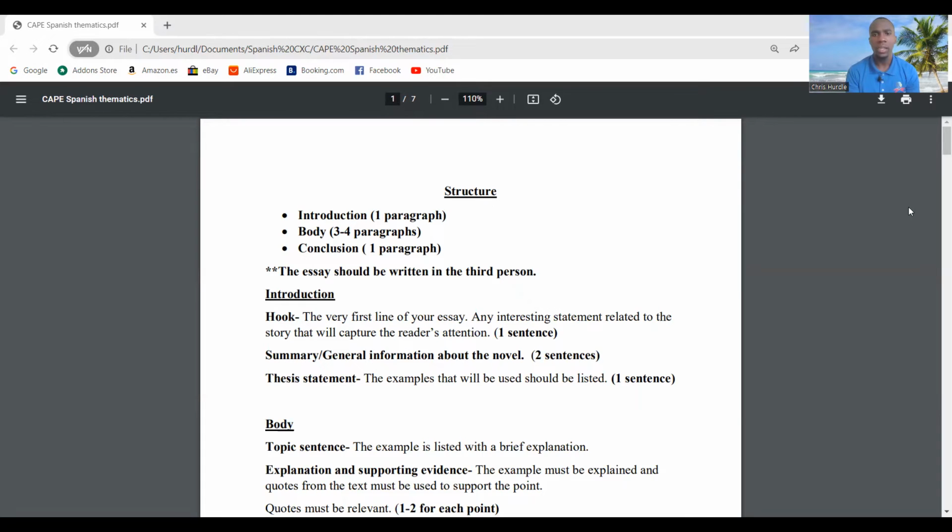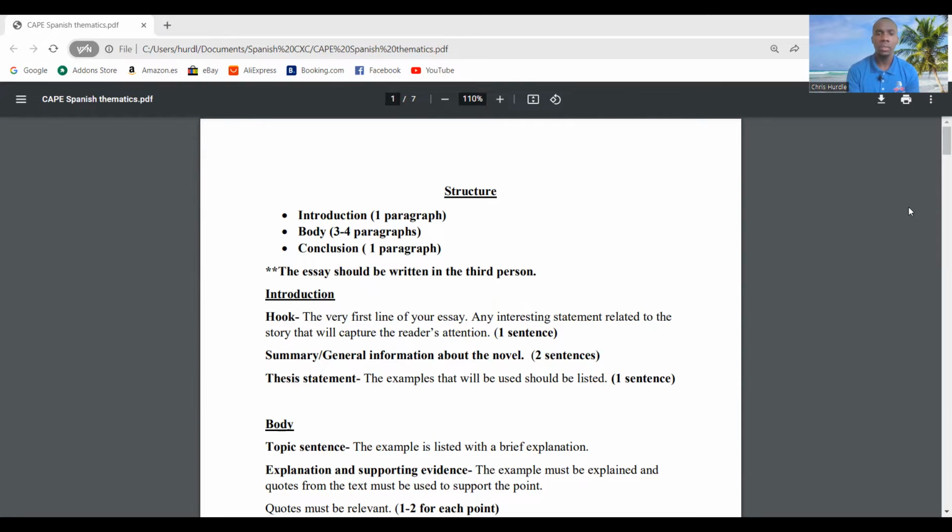So let's look at what should be contained within each paragraph. Let's start with the introduction. So we have our hook. Our hook is going to be the very first line of our essay, and it is just an interesting statement that is used to capture the reader's attention from the start. So if we want readers to be invested from the start, we can use a hook. And a hook can be anything related to the story, right? It could be a quote, it could be a statement, whatever, but it's related to the story, and it's used to capture the reader's attention.